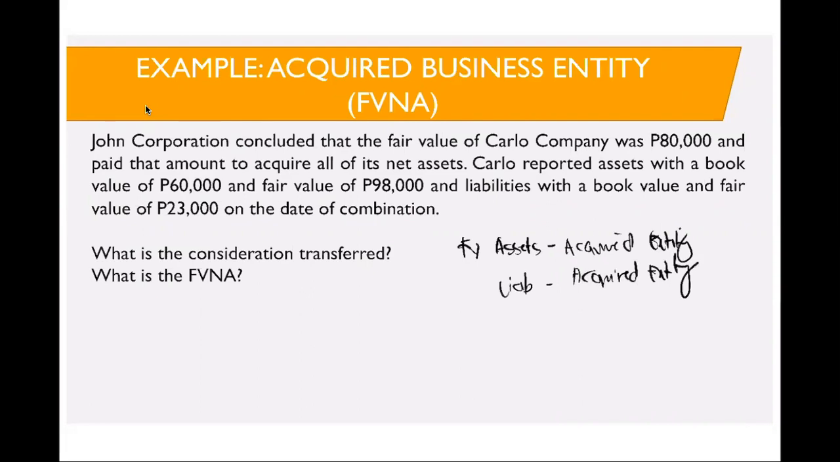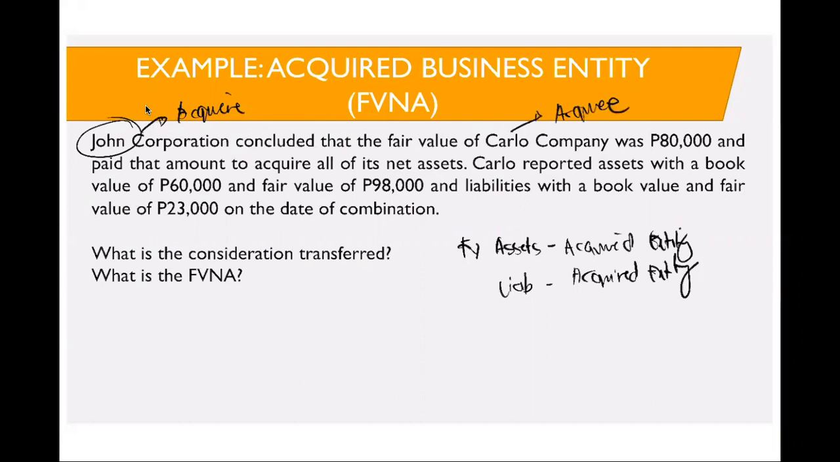So John Corporation concluded that the fair value of Carlo Company was 80,000 and paid that amount to acquire all of its assets. So who is John here? John is the acquirer because John purchased Carlo. Carlo then is the acquiree.